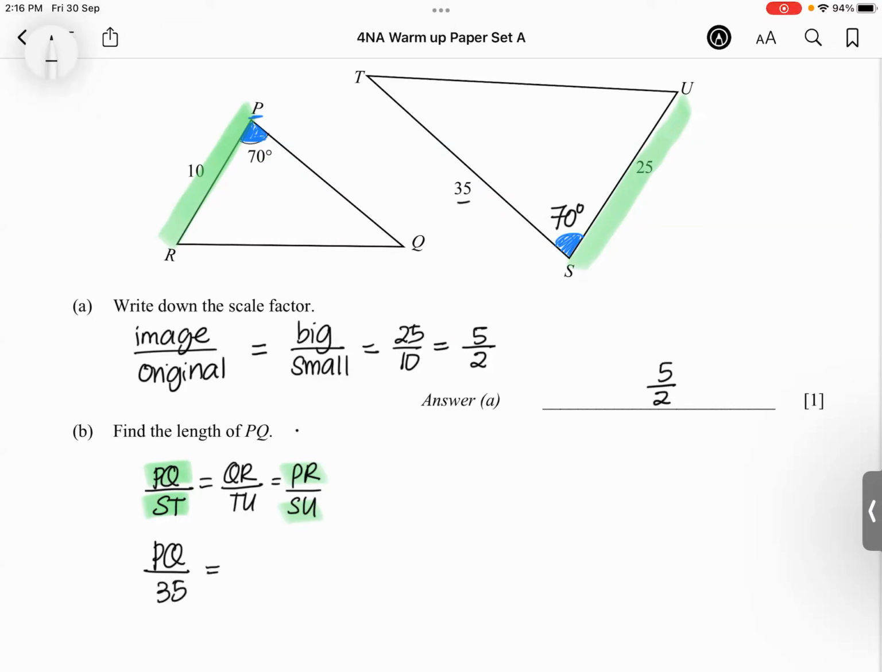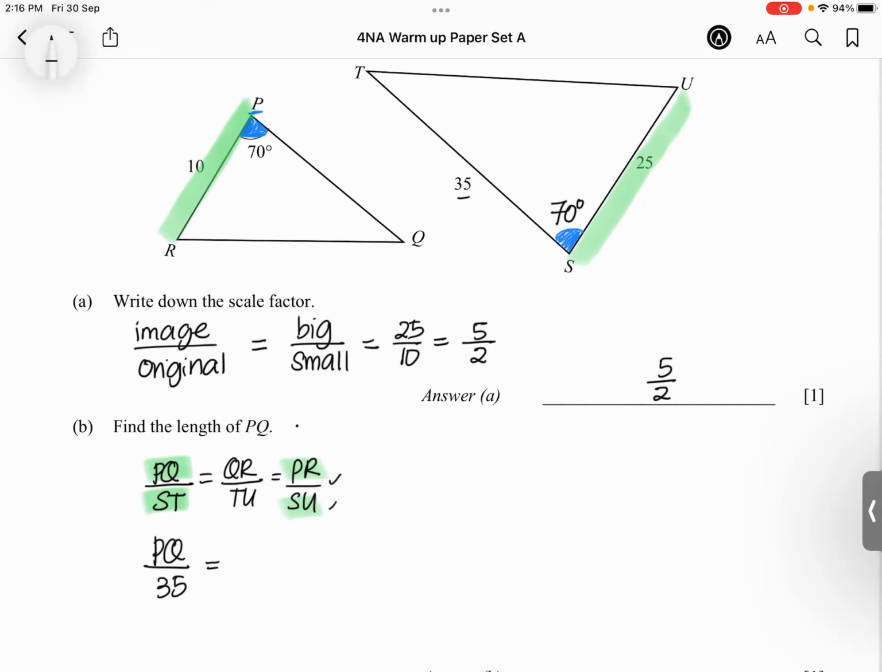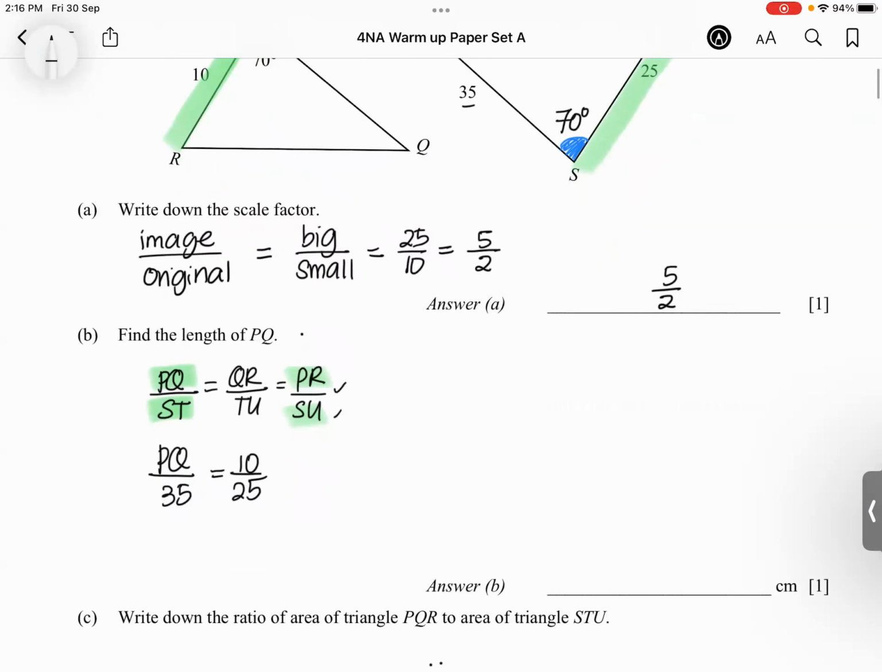Then what are the measurements that we know of? We know PR and SU already, right? So PR is the one that is 10. SU is the one that's 25. So what do we need to do? We just multiply the 35 across. And that will give me the number. Wait, let me calculate.